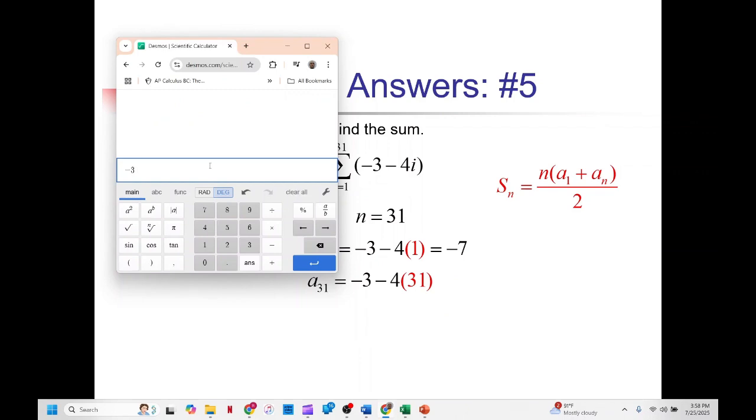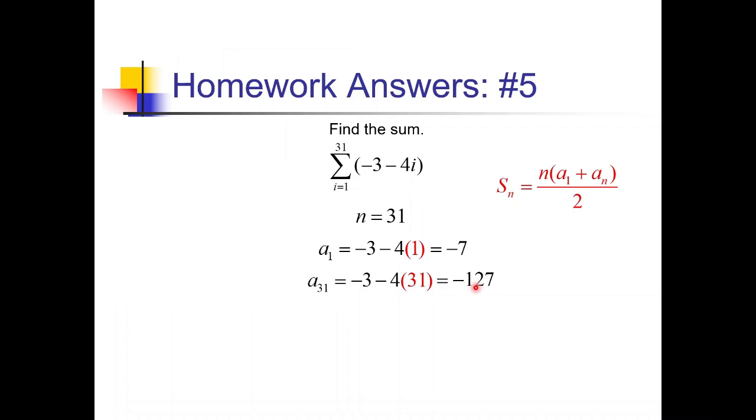So negative 3 minus 4 times 31 is negative 127. So plugging all of this in, we're going to have something over 2. Got that fraction of 2. And we're going to have an n value of 31 times negative 7 minus 127. All of that over 2.